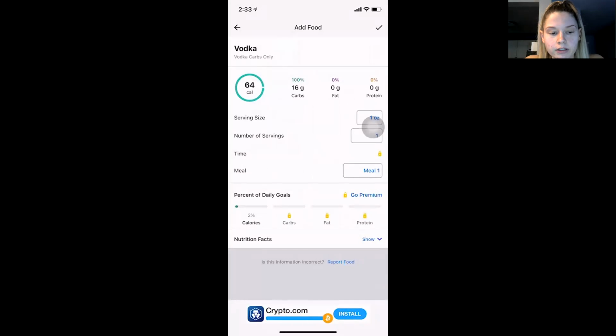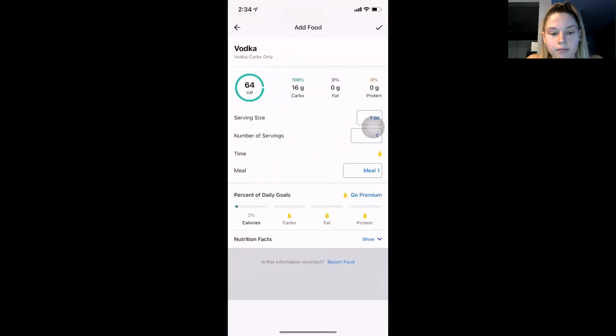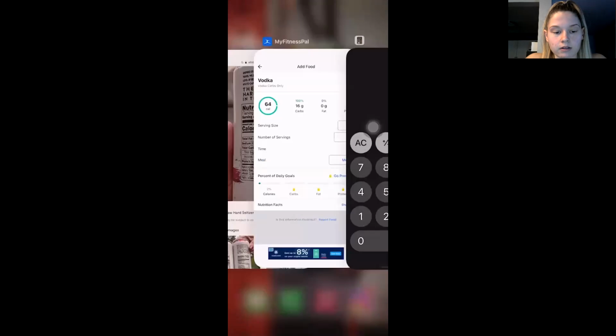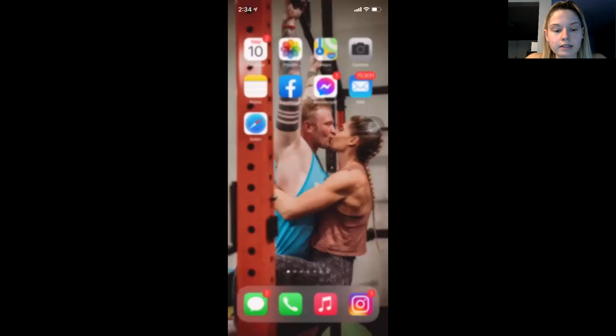So pulling up vodka, I typed in vodka using carbs, and it comes up with 16 grams of carbohydrates, so you don't have to worry about interchanging anything there. And then obviously just make sure that that equals the calories. So if we have 16 grams of carbohydrates times 4, that equals 64 calories.